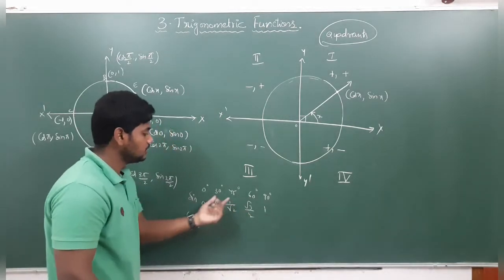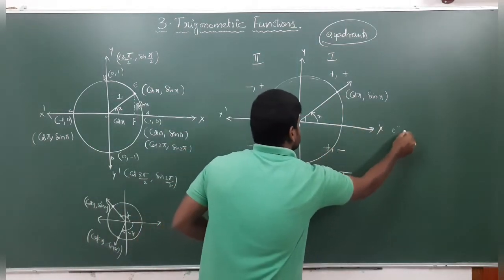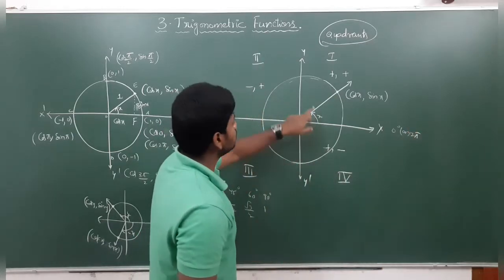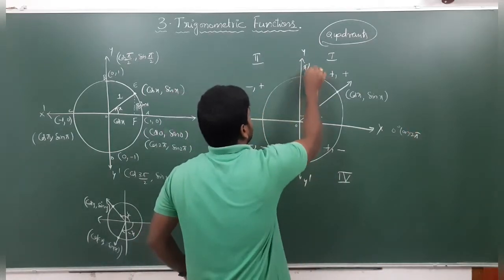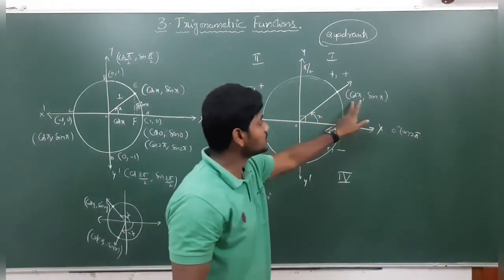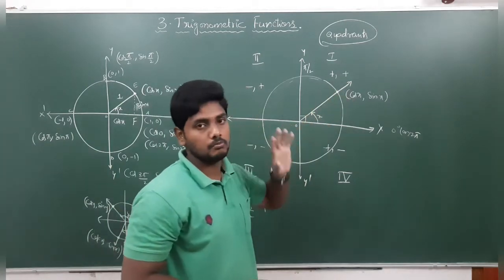That means here in the first quadrant, nothing but 0 to 90. This is 0 degrees, right? 0 degrees or 2 pi, either we can consider. From 0 to 90, this is 90 or pi by 2 we can write. So from 0 to 90, are both cos and sin positive or not? So both cos and sin are positive.